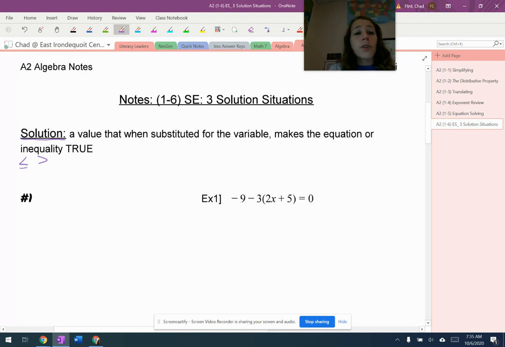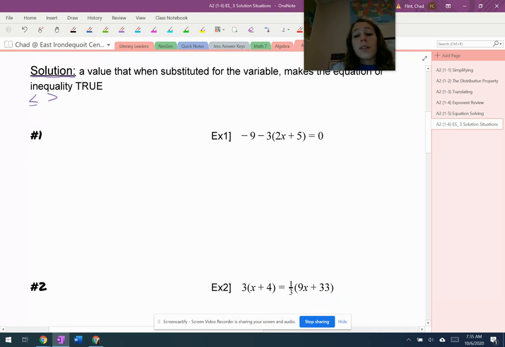So let's look at this first example or this first situation. Let's go ahead and solve this equation. So remember that your goal of equation solving is to isolate that variable. You want to get that variable by itself. We can't do anything inside those parentheses until we deal with that distribution.